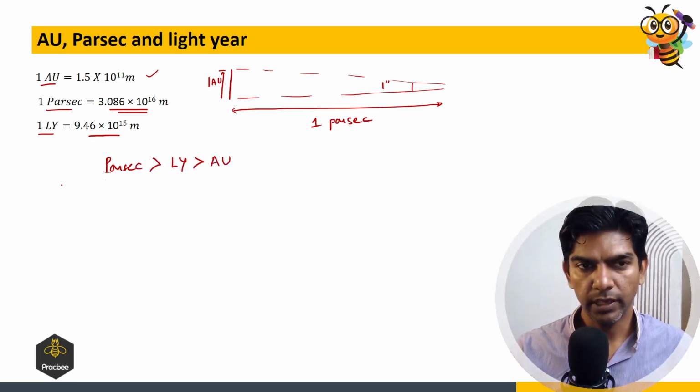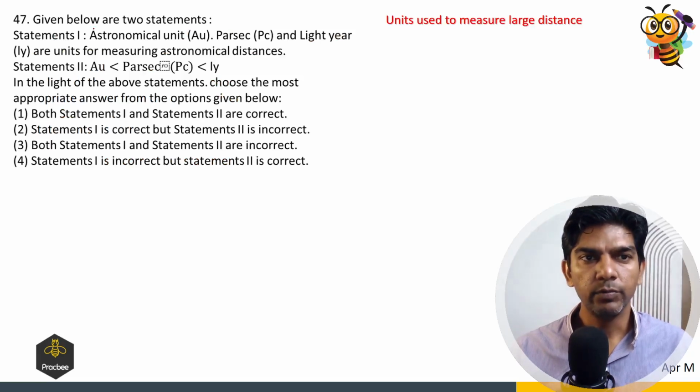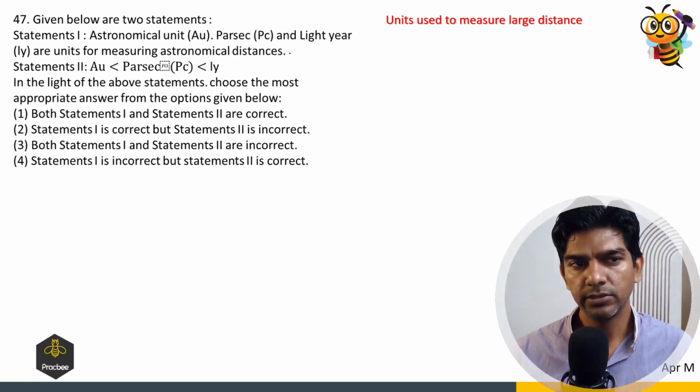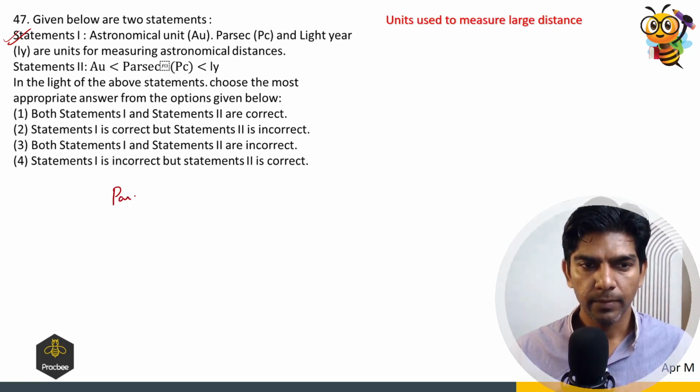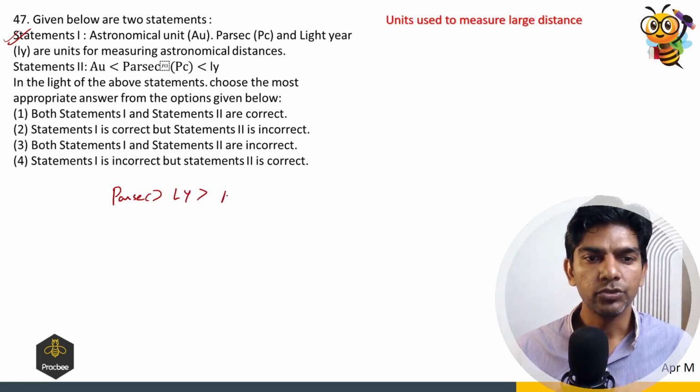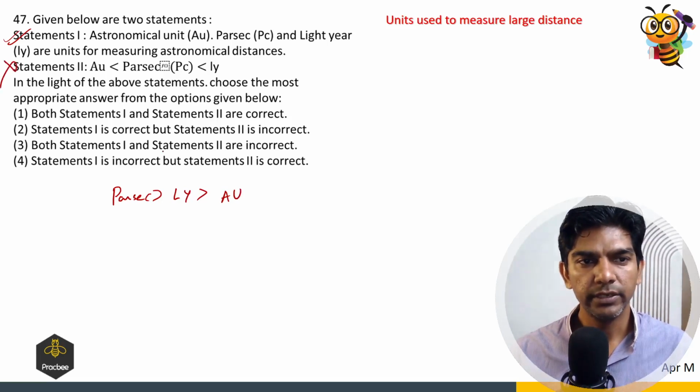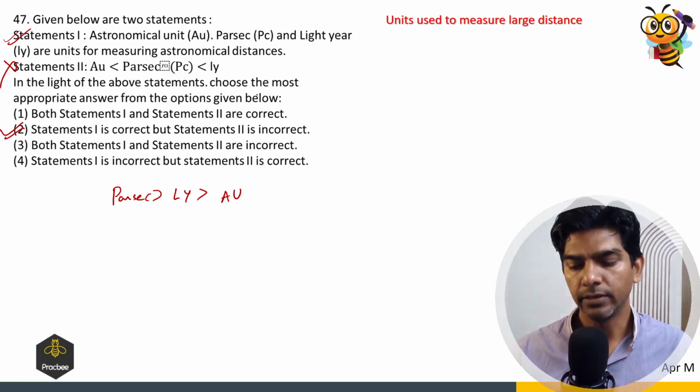Now let us see the question came from this particular section. Given below are the two statements. Statement 1, astronomical unit, parsec and light years are units for measuring the astronomical distances. Yes, statement 1 is correct. And statement 2, it compares these, right? So we know that parsec is greater than light year and light year is greater than astronomical unit. So statement 2 is incorrect. So statement 1 is correct, statement 2 is incorrect. So option 2 is the right answer.